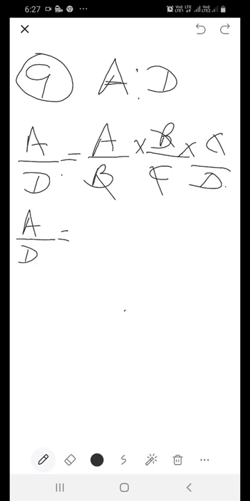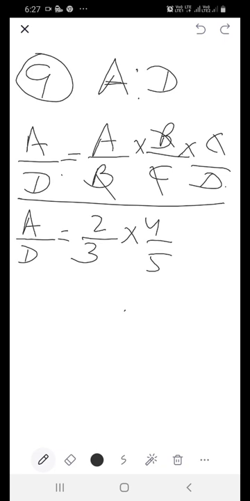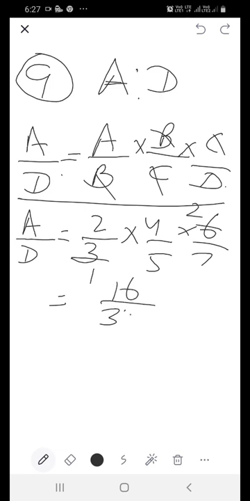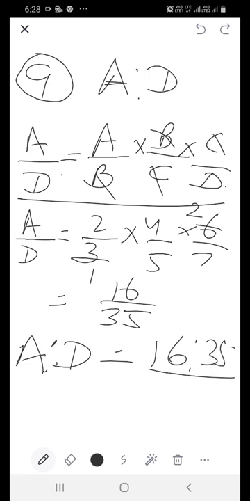First write this, and after that their values as given in the question. You can cancel 3 with 6. Now you are left with 16 upon 35. So again write it in the form of a ratio: A is to D is 16 is to 35. This is how you have to do the 9th question.